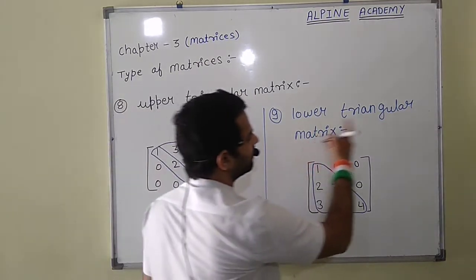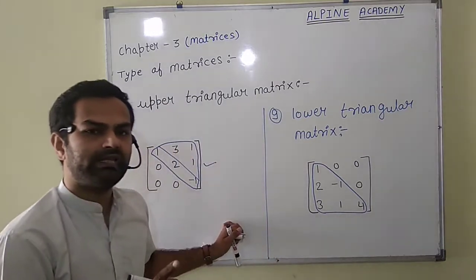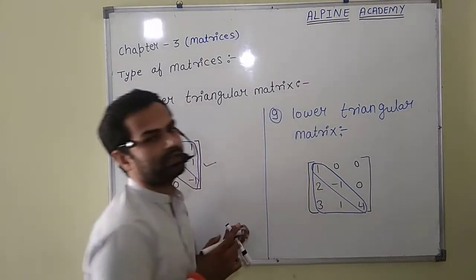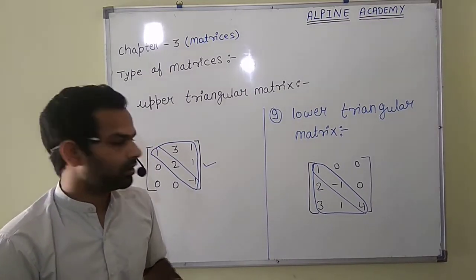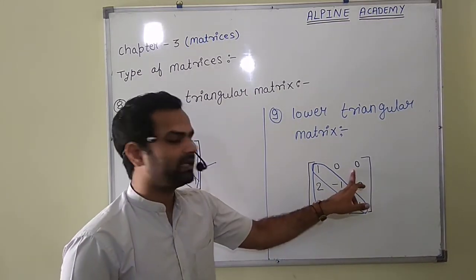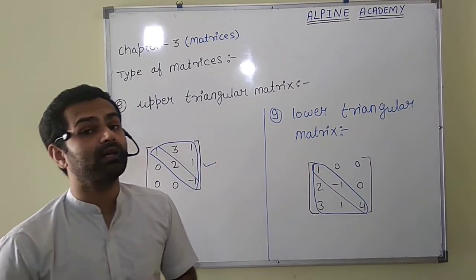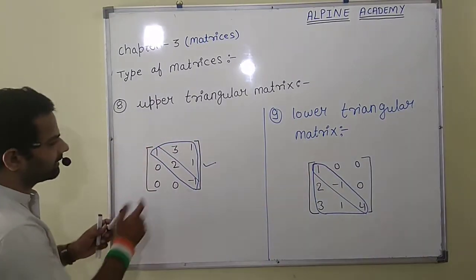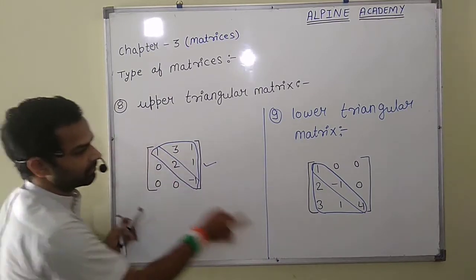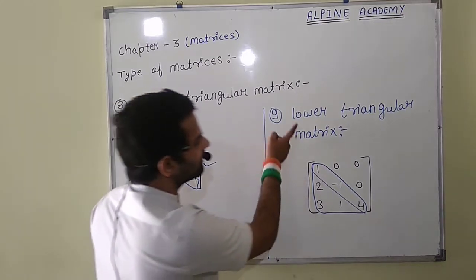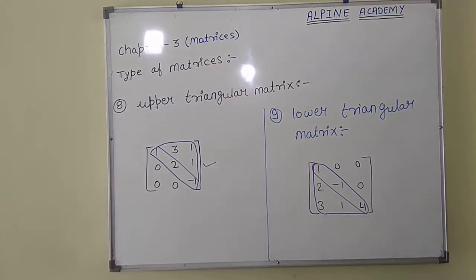In the case of lower triangular matrix, all the elements above the leading diagonal must be 0. So if all the elements above the leading diagonal elements are 0, then this is called the lower triangular matrix. You can see that यहाँ पर एक ट्रायंगल बन रहा है अपर साइड में और यहाँ पर एक ट्रायंगल बन रहा है लोअर साइड में. That's why this is called upper triangular matrix and this is called lower triangular matrix.